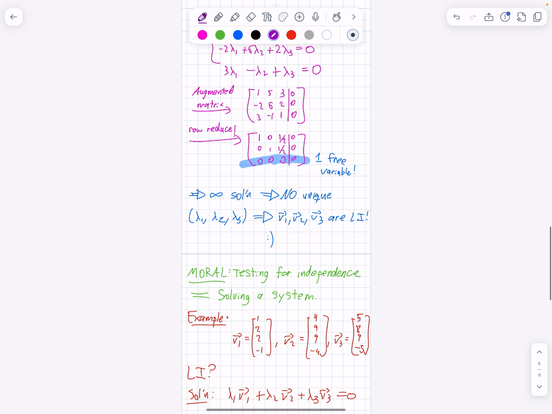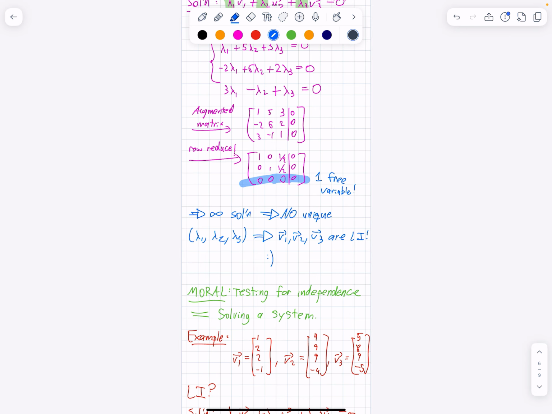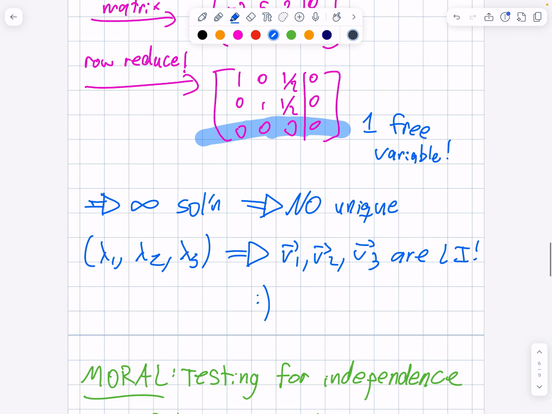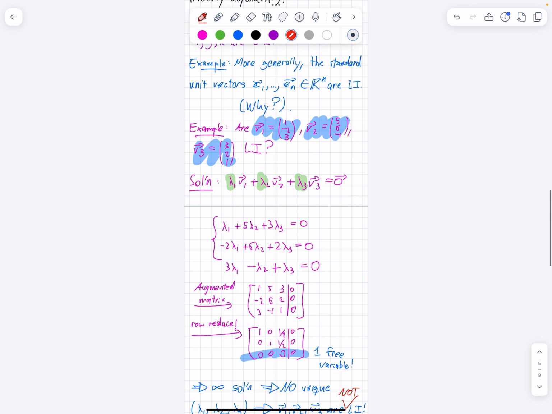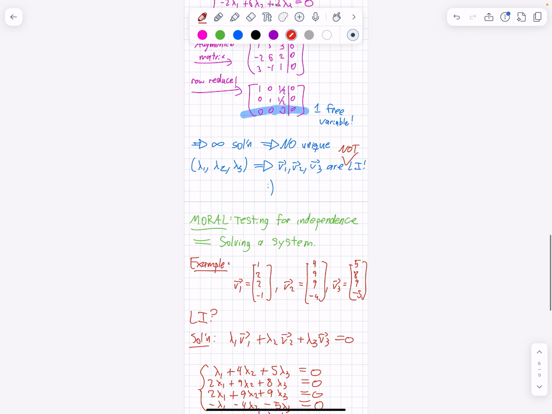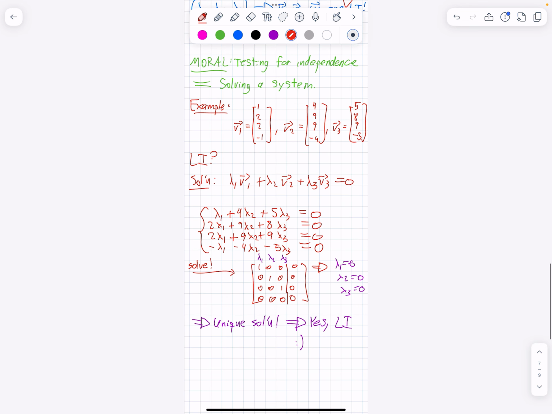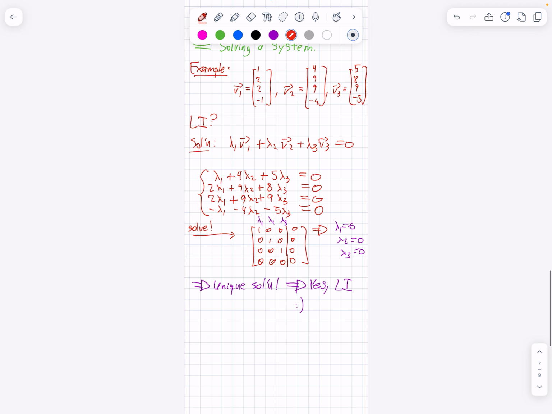Oh, okay, so of course I made a mistake back here. Infinite solutions, not unique. So of course, because it's not unique, this means that they are not linearly independent. And then in this case, we found there is a unique solution, and so they are linearly independent. So a little mistake there. Okay, let's carry on.